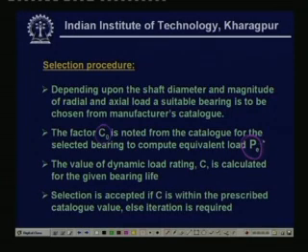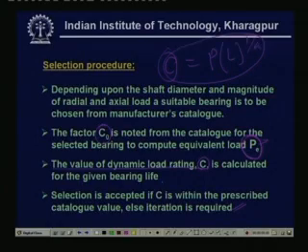Once you find this equivalent load, you can compute the value of dynamic load rating for the given bearing life, because you know C equals P into L to the power 1 by a. From this expression you can find the value of C. Check the value of C with the manufacturer's catalog. Selection is accepted if C is within the prescribed catalog value, else iteration is required. So, I think now you have understood the simple way of this design procedure.